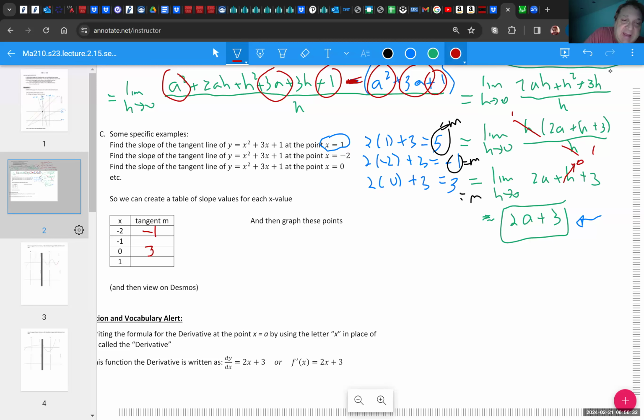And when I plugged in 1, I got 5. I haven't done -1 yet, but I could do -1 really fast. I just use my formula here. 2 times -1 is -2, plus 3 is 1. And so for each x value, you have a slope value. Well, that's inputs and outputs. I input an x value, I output a slope value.